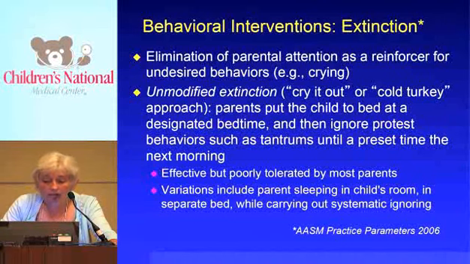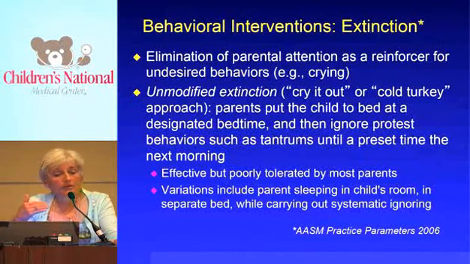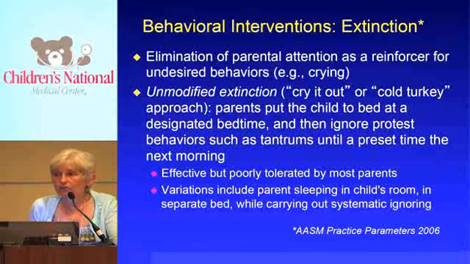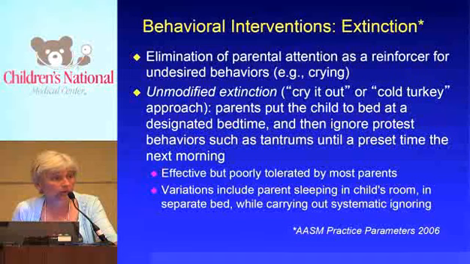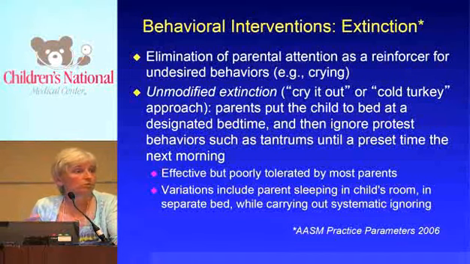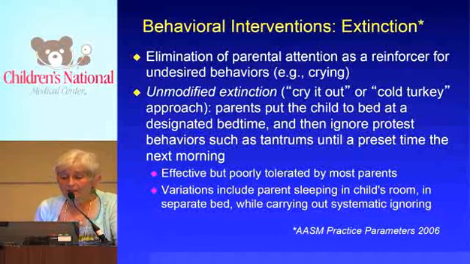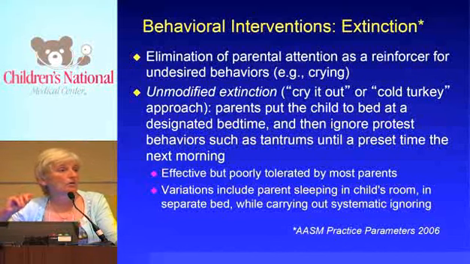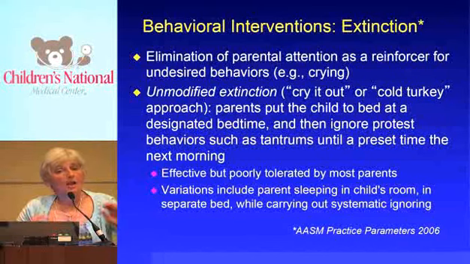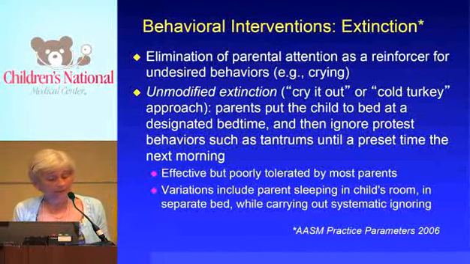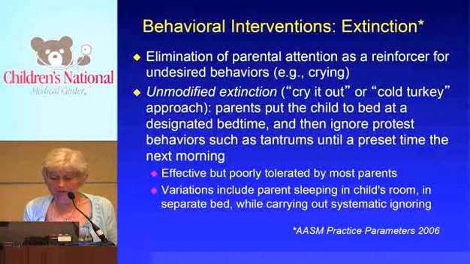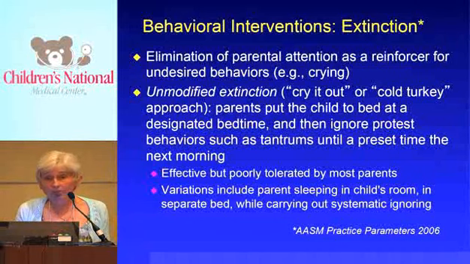But what extinction refers to is eliminating parental attention as something that is reinforcing for undesired behavior, protest behavior, crying, etc. What we call unmodified extinction, or the cry it out, or the cold turkey approach, is basically parents put the child in the room at the designated bedtime and then, short of a nuclear explosion, close that door and ignore crying and protest behavior until the next morning.